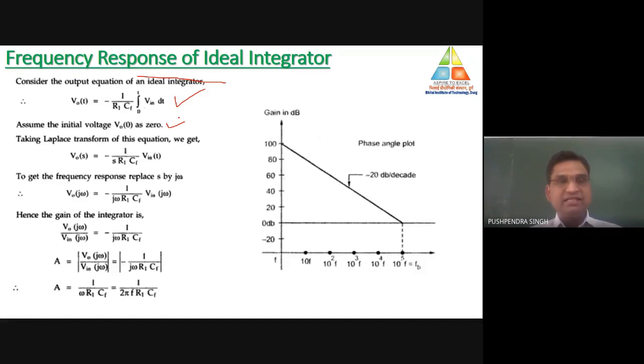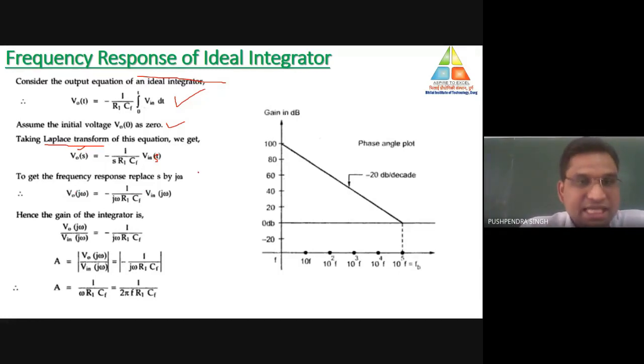That's why we are moving from the time domain to the frequency domain. For that purpose, we are using the Laplace transform. As per the Laplace transform, replacing t by s, V naught of s is equal to minus 1 by s R1 Cf, because the transformation of the integration is 1 by s. So that will be equal to minus 1 by s R1 Cf into V in, not t, it's s. It's actually V in of s.